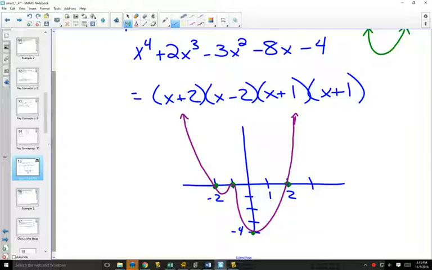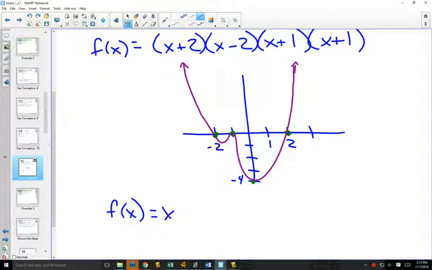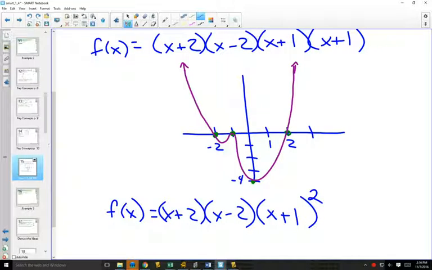Now, something weird happened at that -1, where it just touches the x-intercept but didn't go through. If we look at the factored form, what's weird about that x-intercept? Or what's different about it? In fact, I could rewrite this equation as f(x) = (x + 2)(x - 2), and the x + 1 happens twice, so I could say that it's squared. So we have the x + 1 factor twice, and on our graph, that shows up as it just touching the x-intercept and then not going through. So some different things happen when we have the same x-intercept or the same factor more than once. And that's what we're going to learn about today.